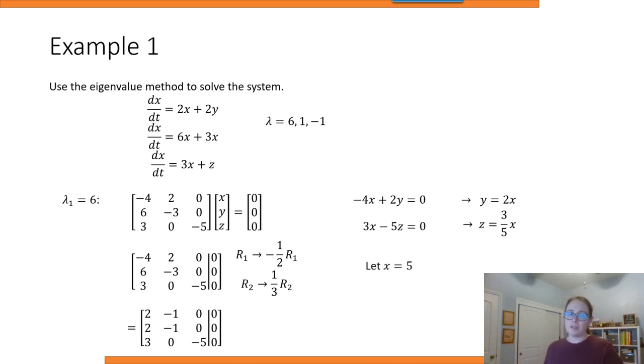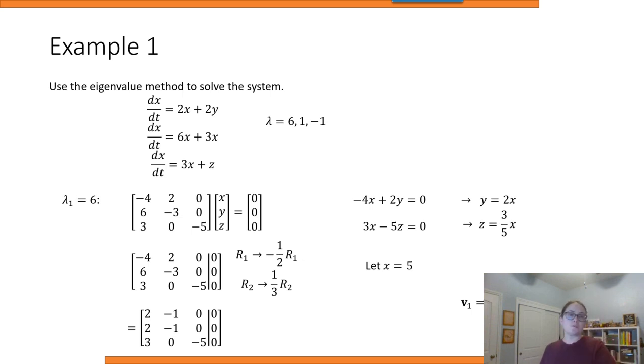So I'll let x equal 5, which means that I get a vector where x is 5. 2 times 5 will give me y, so that'll be 10. And then 3/5 times 5 gives me 3 for my z. And there's my first eigenvector.